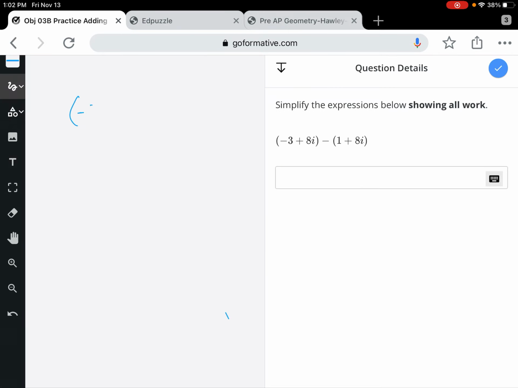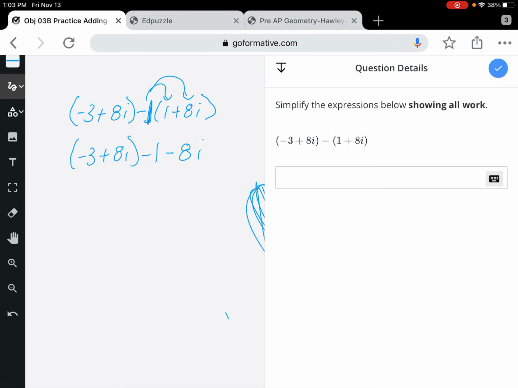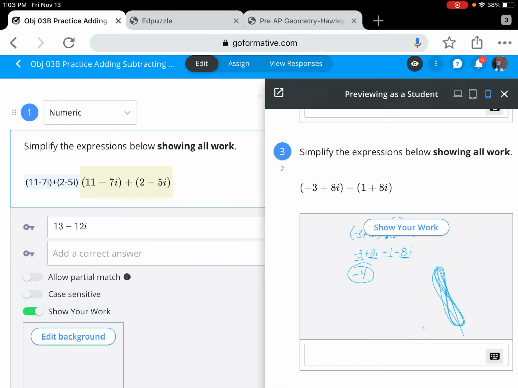This one, the same thing. Negative 3 plus 8i minus 1 plus 8i. I make sure to put the negative 1 there and distribute. Negative 3 plus 8i minus 1 minus 8i, because negative 1 times 1. Actually, I should not have my parentheses here. Sorry about that. Combine my like terms. Negative 4, positive 8i minus 8i is 0, so your answer is just negative 4.